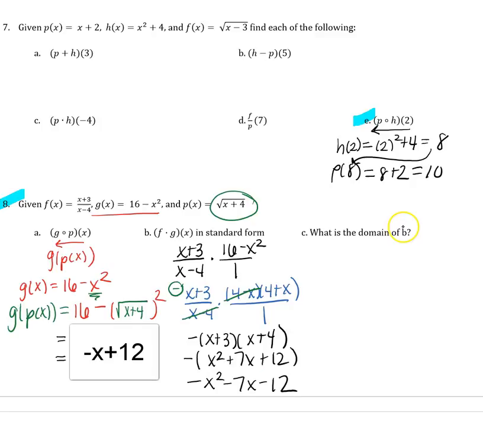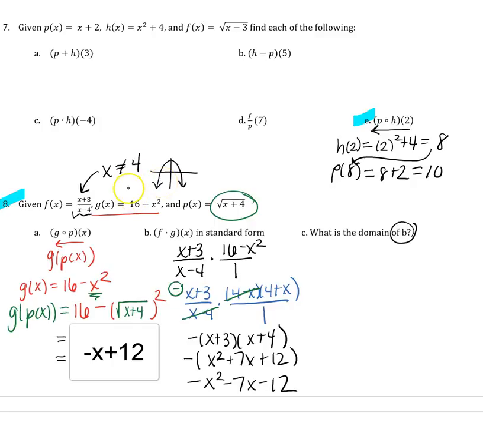So what is the domain of B? Well, if you think about the domain of the originals, if you look at f, the only restriction on your domain is that x cannot equal 4, because that would cause the denominator to become a 0, and then the function would be undefined. g of x is just a parabola that's been reflected in the x-axis and shifted up 16 units. So it looks something like that.